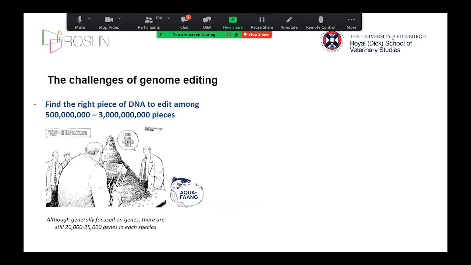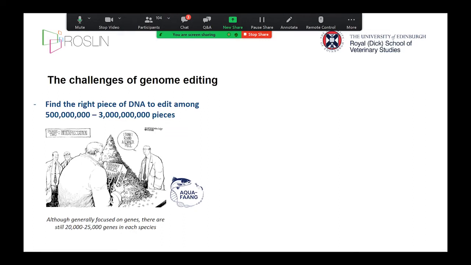There are projects now funded by the European Union, such as AquaFAANG, which tries to annotate the genomes of 6 aquaculture species in Europe. What they are trying to do is precisely to find what to edit. If we understand the genome, if we understand what the genes are doing, it's easier to know what we have to edit. So this is the main area of research, probably, where we focus our efforts.